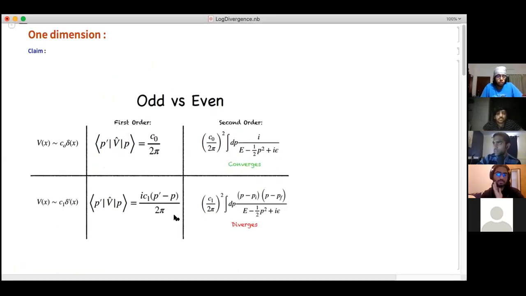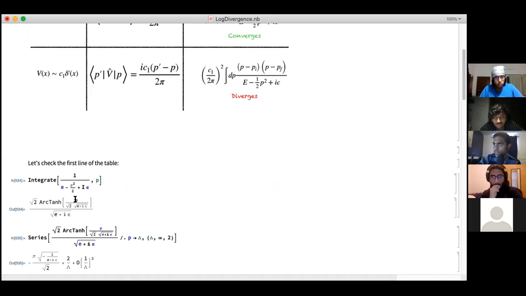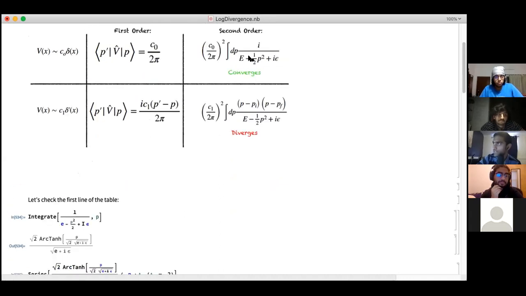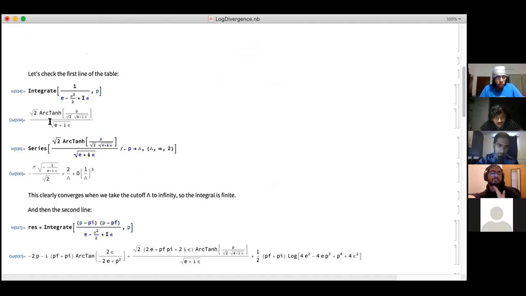Great. So remember we had this table in the 1D case. The claim was that this converges and this diverges. What does that mean? It means that if I integrate this as a function of p, you see big E here is small e, and I have the i epsilon, and you get some inverse hyperbolic tan function. Mathematica gets it, I don't. What I do is look at the upper bound of the integration, set p to lambda, and then expand around lambda set to infinity. And you see it's fine. I only get terms that drop off like 1 over lambda cubed. So as lambda goes to infinity, they all vanish.